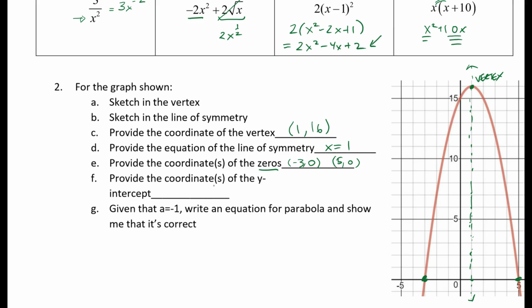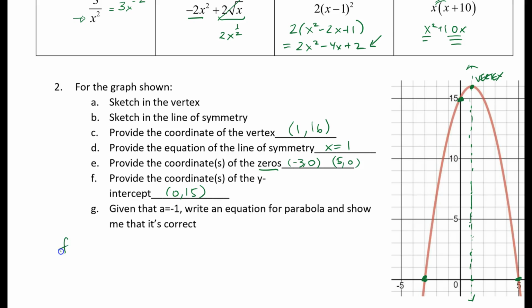Provide the coordinate of the y-intercept. Just going to check out where that right there. So we know that the x-coordinate always is 0 with the y-intercept. 0, 15.